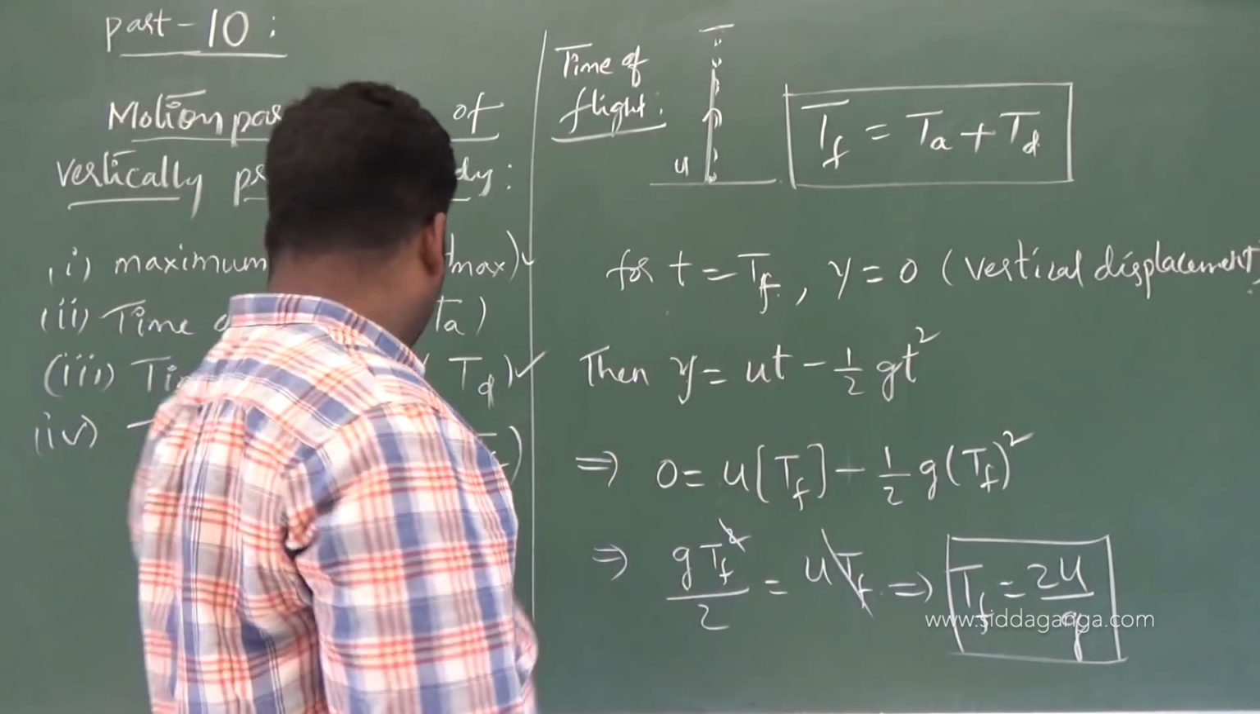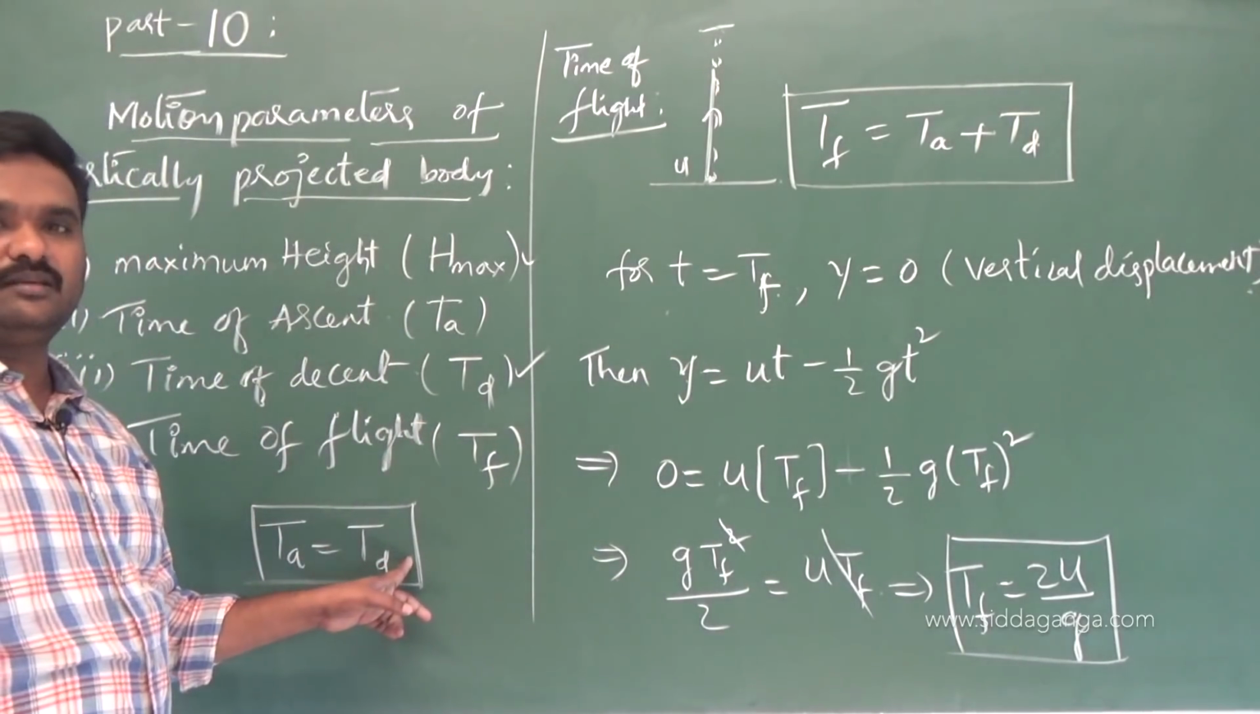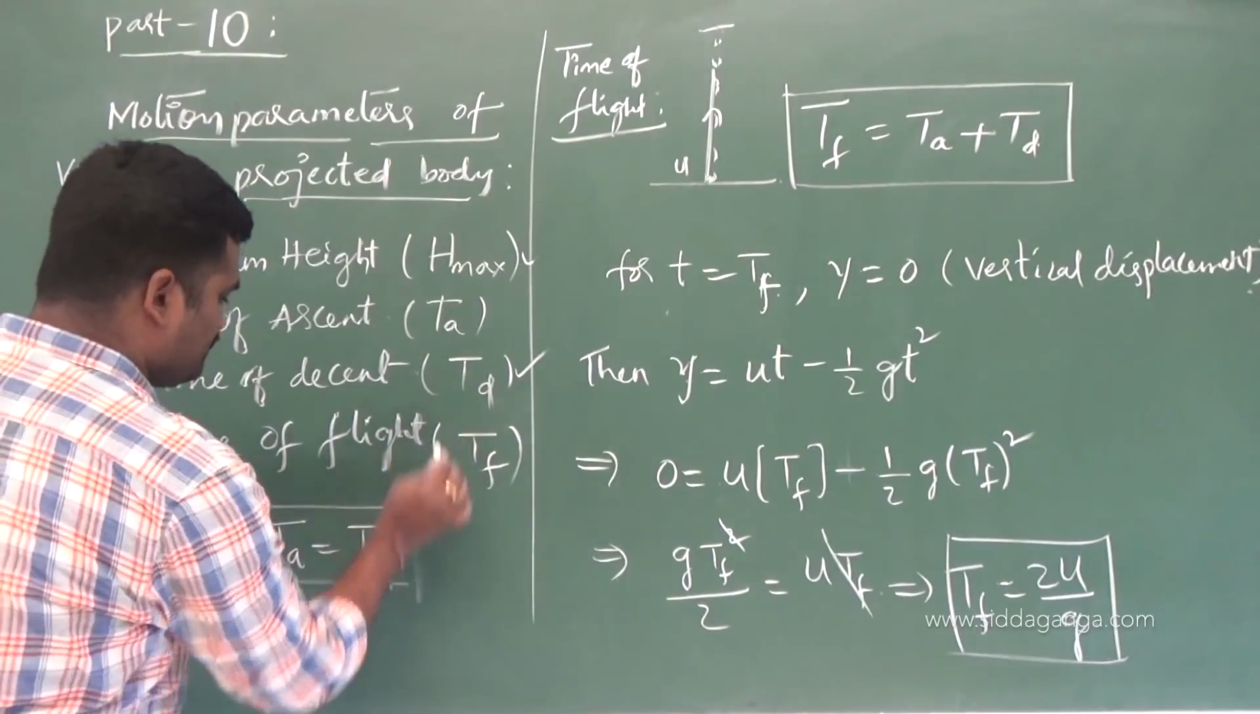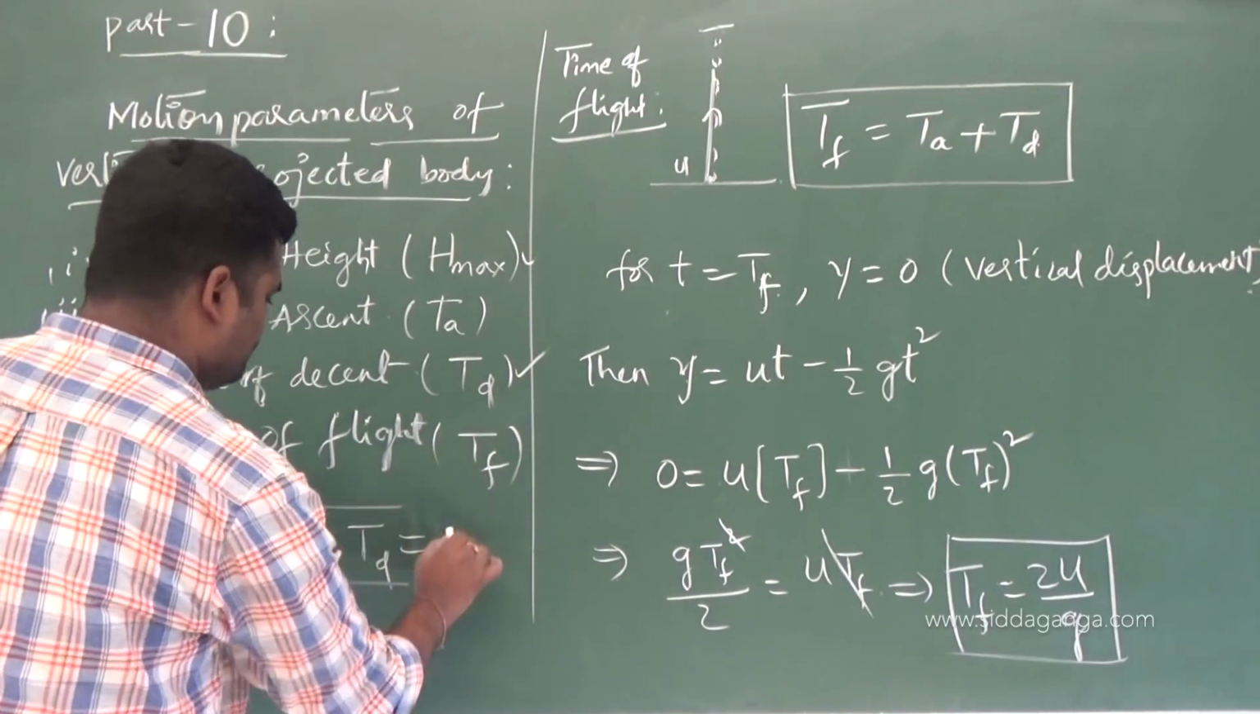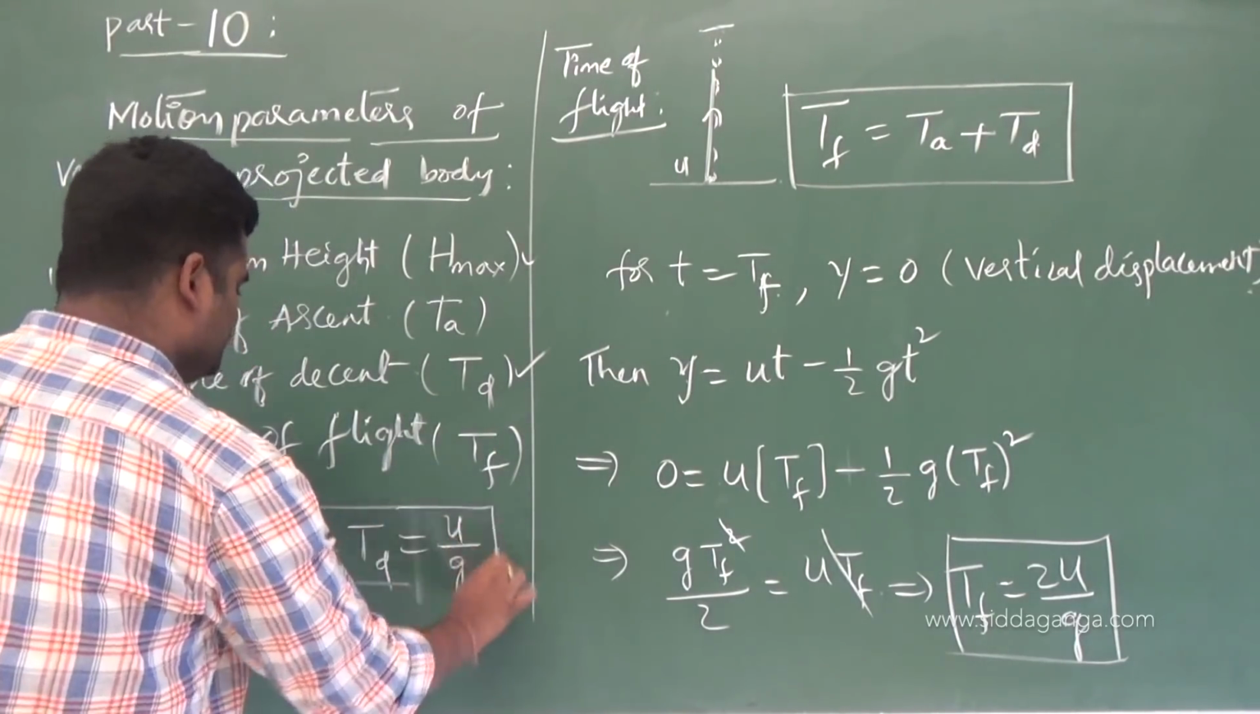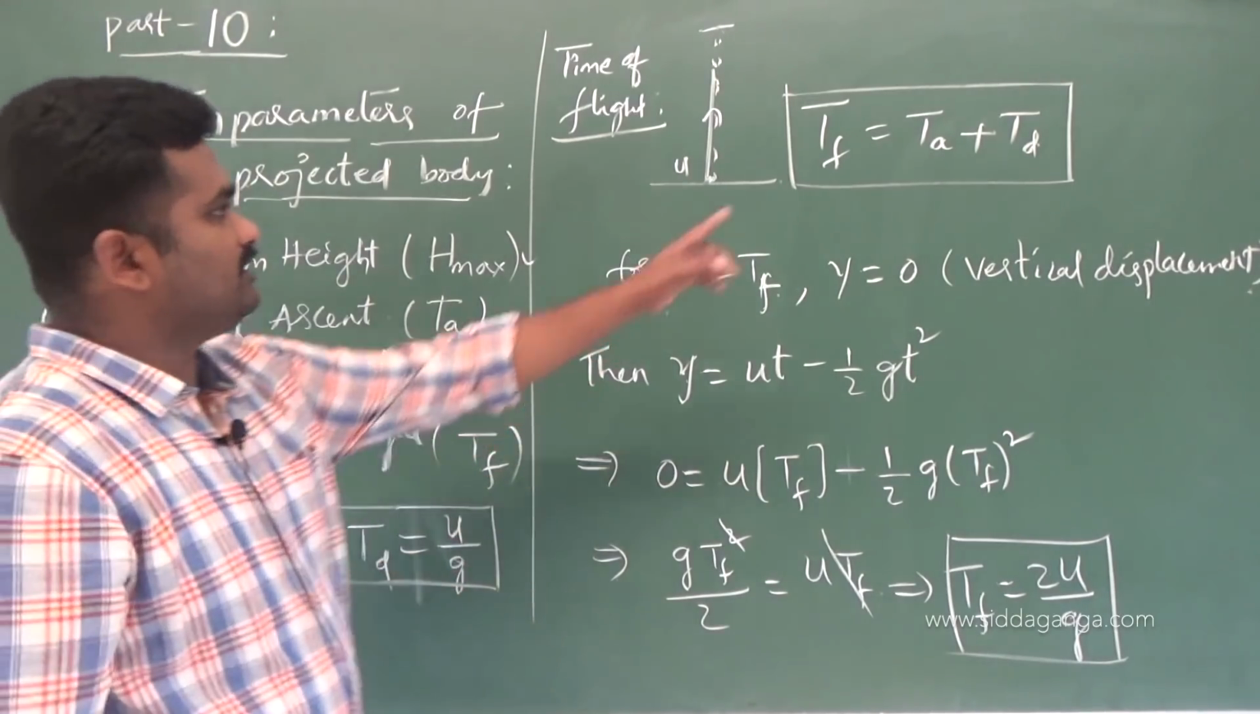And always you remember, time of ascent will be equal to what? Time of descent. It will be equal to how much? Time of ascent equals time of descent, which equals u by g. The sum of these two itself is the time of flight.